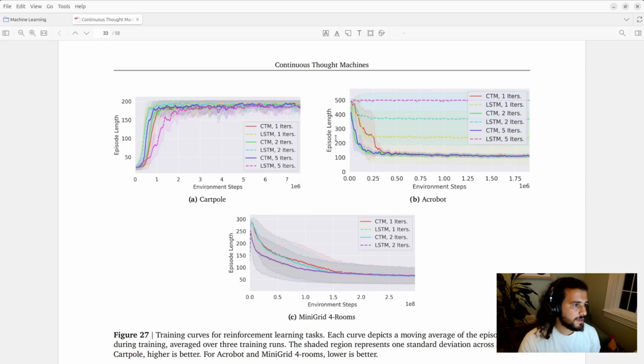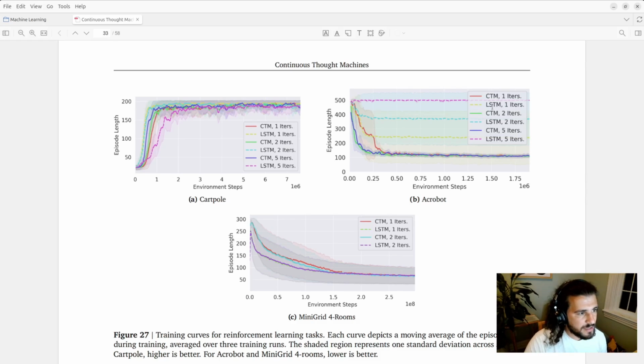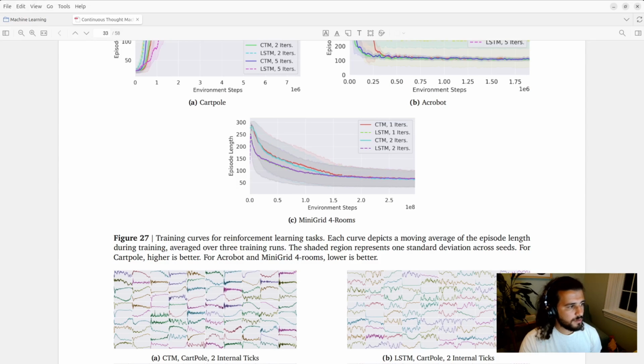For the acrobot, the LSTM with 5 iterations is poor. At this point of the paper, you get the idea: LSTM with more steps sucks. So you just really have to look at LSTM 1 and then CTM with more than 1. With CTM more than 1, you get a very short episode length for the acrobot, which means it's better. Same thing for the mini grid. As it goes lower, it means you're able to clear it faster. CTM with 2 iterations gets as close as the LSTM here. So basically it can do what the LSTM can do.